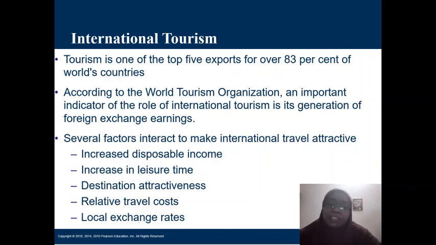As a result, several factors interact to make international travel attractive. These are the factors that we have here. First is increased disposable income. Disposable income is the income that accrues to a person after it has been taxed, so what they have left is their disposable income. When there is increased disposable income, there is a likelihood that such people may want to assign some to have time to themselves through tourism. They want to have some moment of enjoyment, so they may want to increase their international travel.